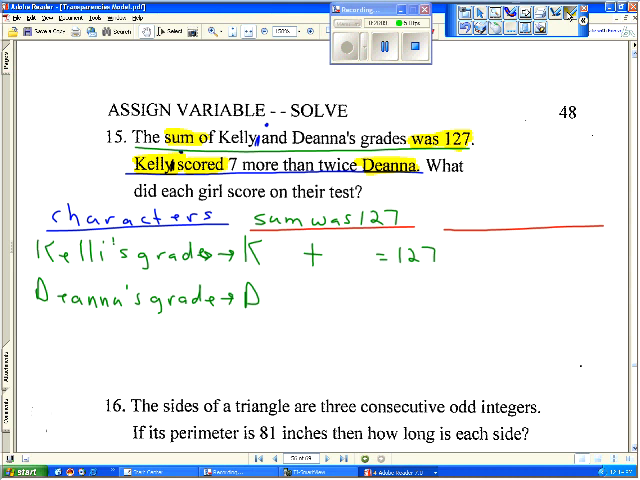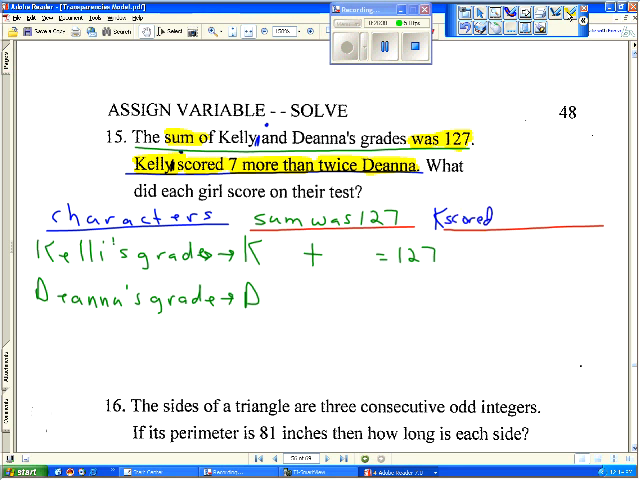After that, you're looking for things that mean add, subtract, multiply, divide. 7 more than, what does that mean? Add, we need it. Twice means we need it. We need everything. We've already got our characters assigned.